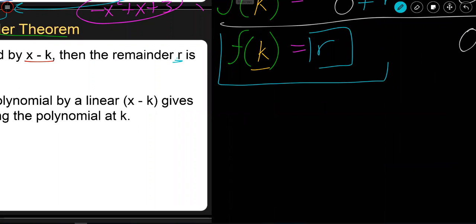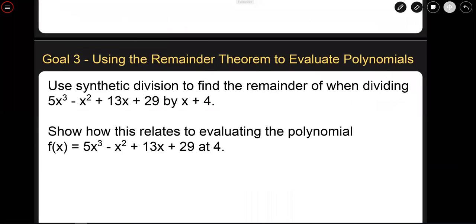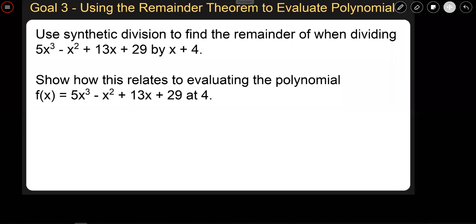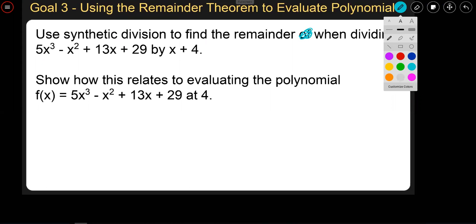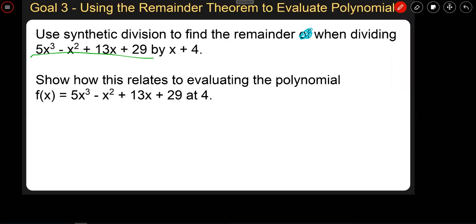So this is a lot of abstract work to get this kind of thing, but we want to see it in action and understand where it comes from. So we're going to use synthetic division to find the remainder when dividing 5x to the third minus x squared plus 13x plus 29 by x plus 4. So this is my dividend. This is my divisor. I want to do synthetic division.